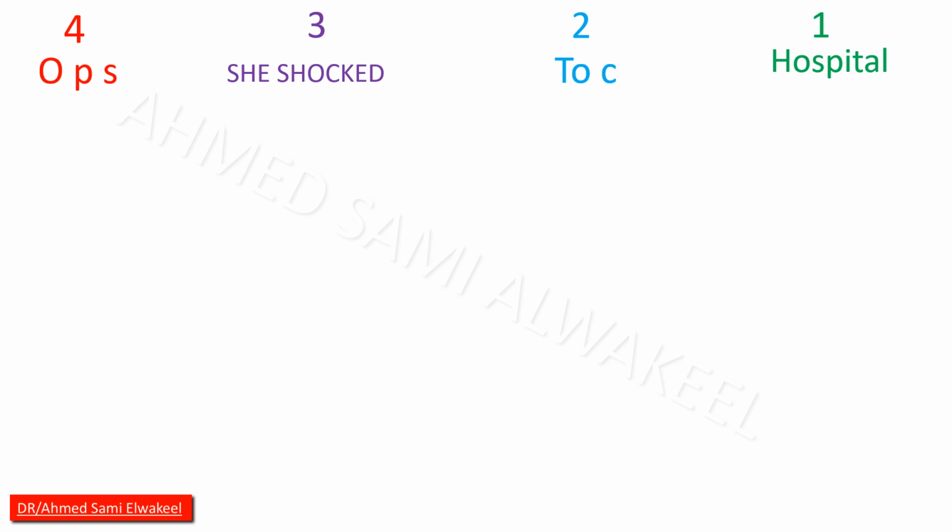We have a score system for risk factors according to Royal College guideline. 4, 3, 2, 1. We will use this sentence as a mnemonic: Oops, she shocked to see hospital. Each letter in the word oops receives a score of 4. O letter stands for ovarian hyperstimulation syndrome, and BS stands for previous venous thromboembolism except a single event related to major surgery. Score 3. Each letter in she shocked will receive a score of 3.